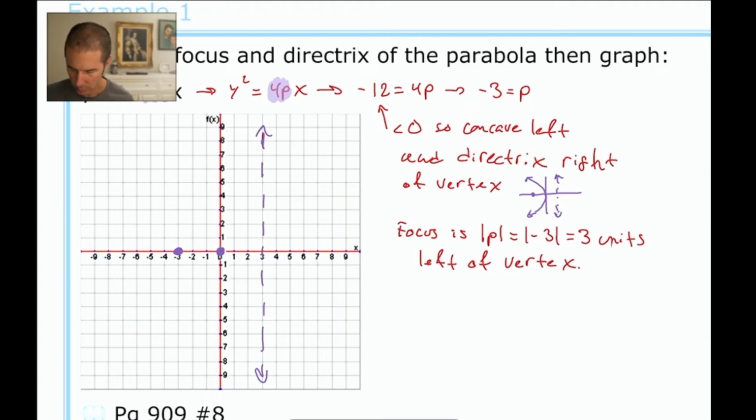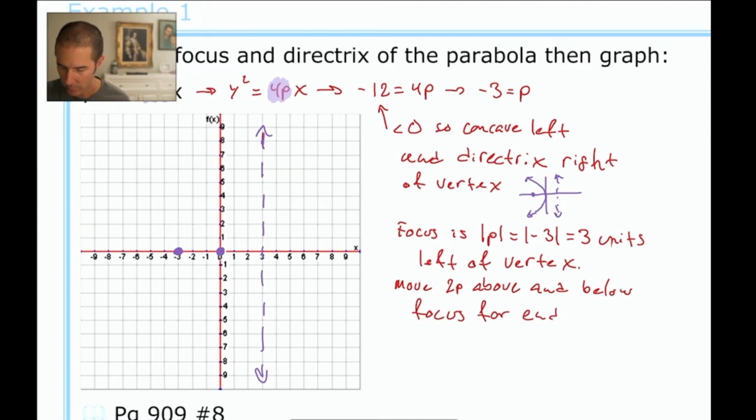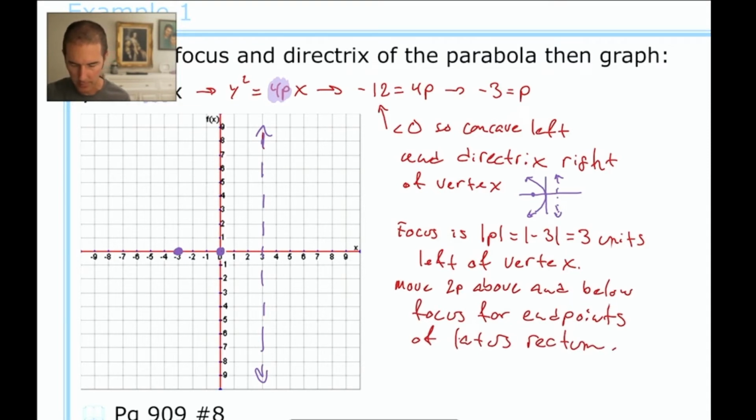So now I will move 2p above and below the focus for the endpoints of the latus rectum. All right, so off to the graph, starting at -3, 0, I'm going up 3 and then up another 3, so I'm at +6, yep. And at -6.